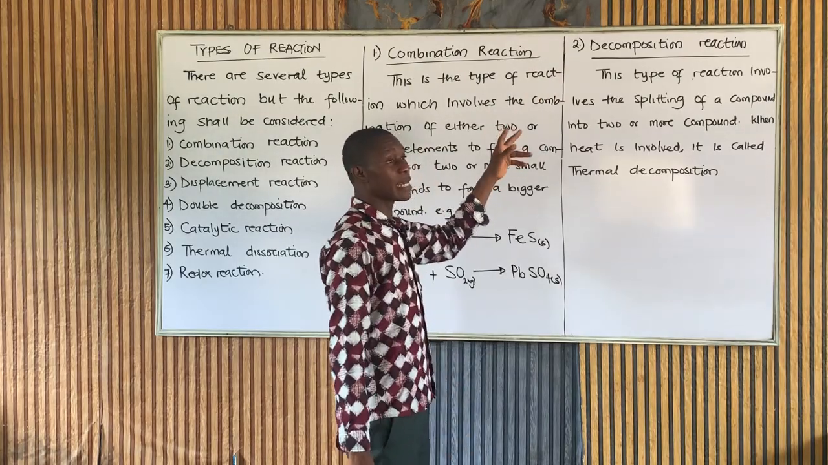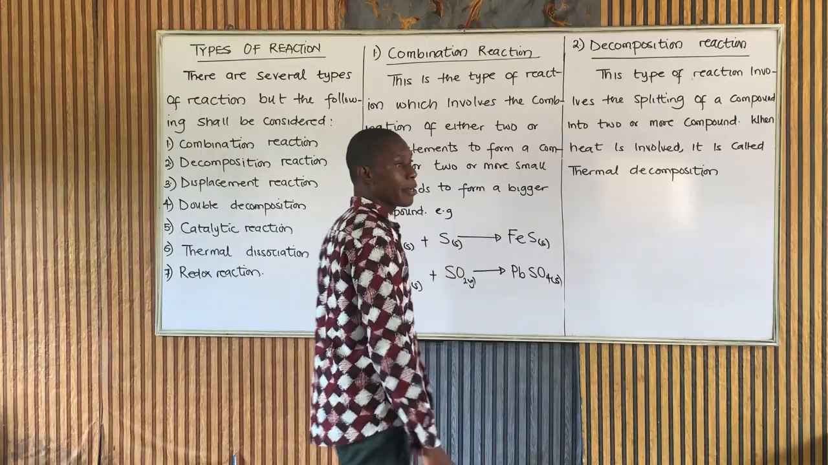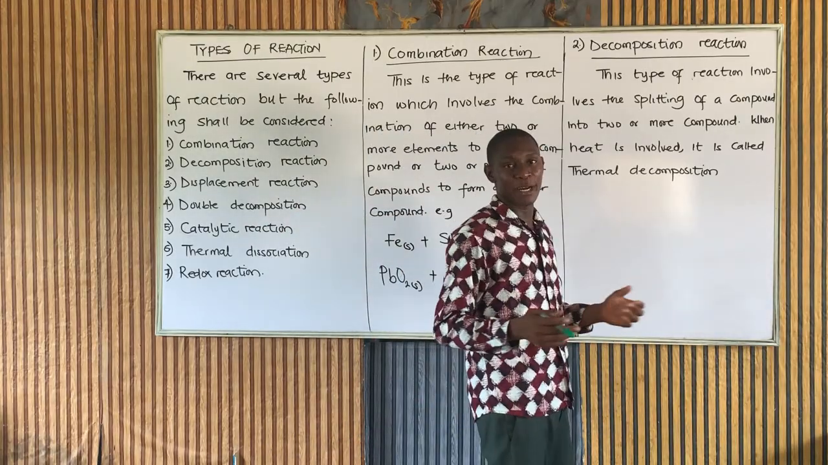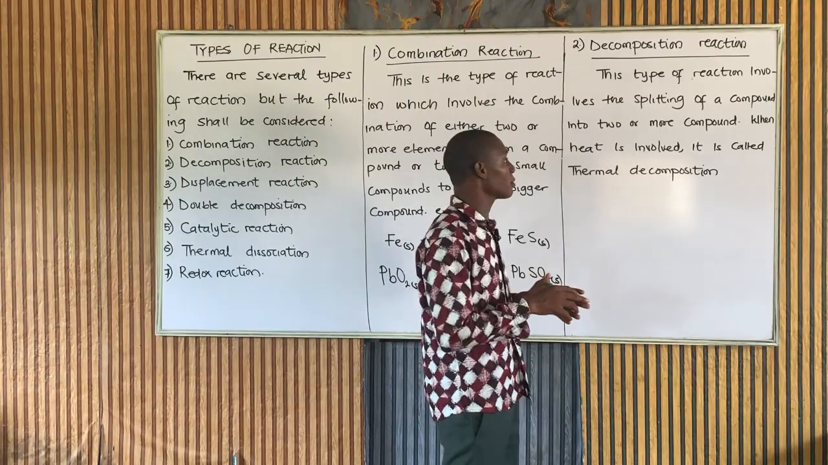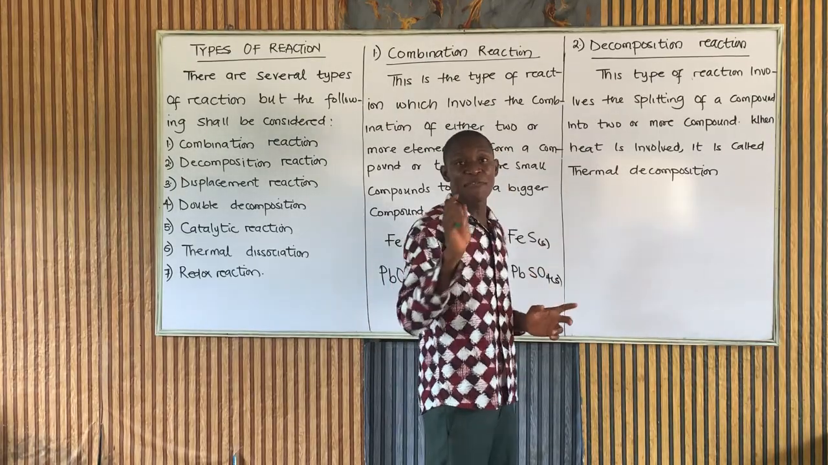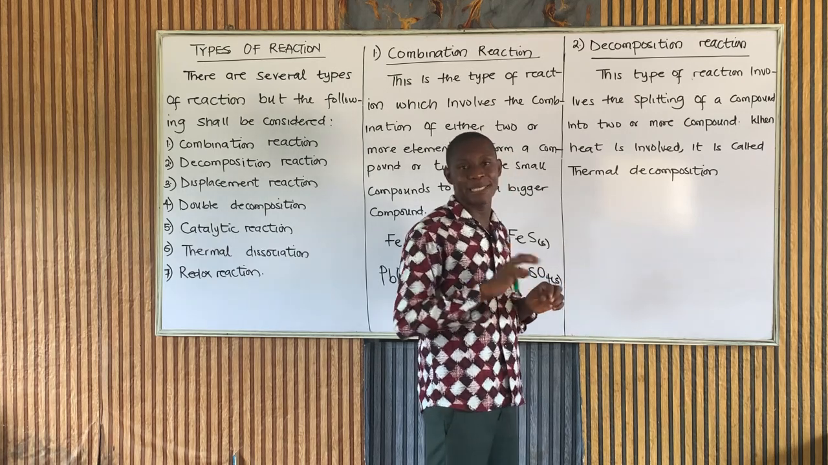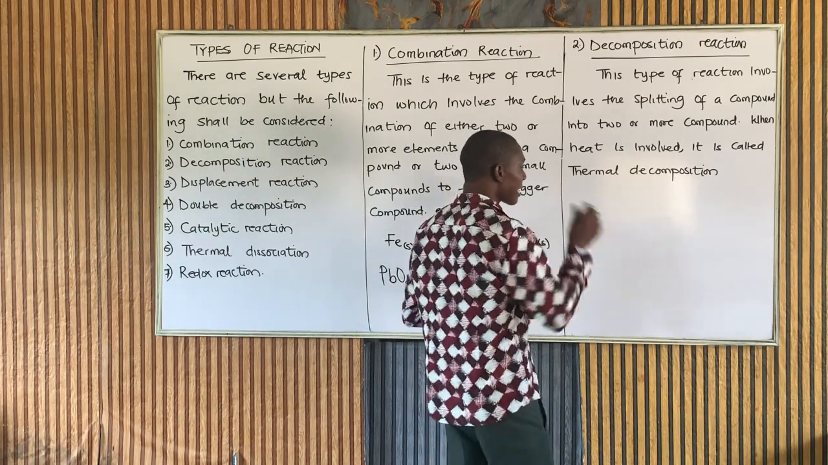And so the second one is the decomposition reaction from what we have here. What then is the decomposition reaction? Well, this is the type of reaction which involves the splitting of a compound into two or more compounds. You see, if heat is involved, then it is called thermal decomposition. And so let's take an example now.